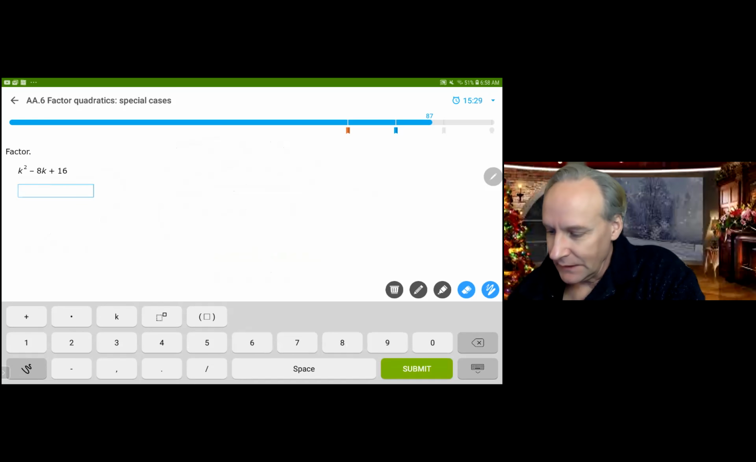Too easy. It's going to be a perfect square trinomial, and it's going to be k minus 4, isn't it? Now that one, I would say, yeah, you're supposed to do it in your head, not those other ones.